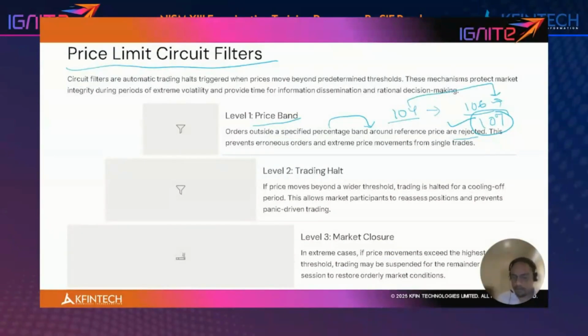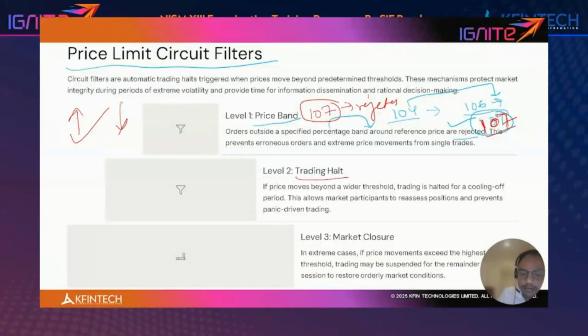This is a hypothetical example, just to explain where a price band limit will come. So with a price band limit, the exchange will say that any order above 107 will be directly rejected because it wants to protect against volatility in the market.